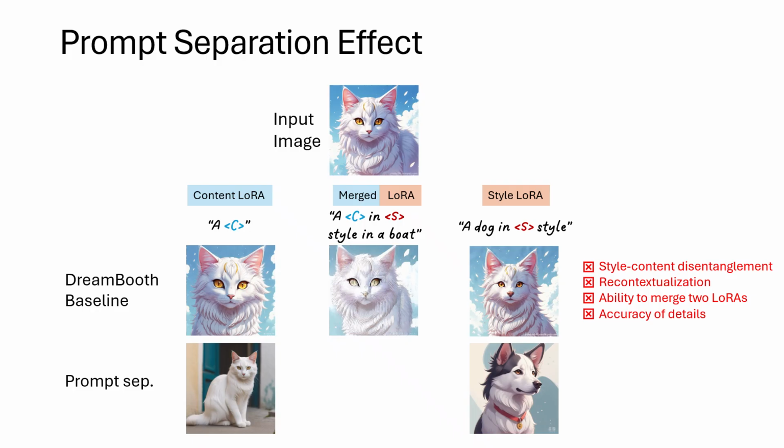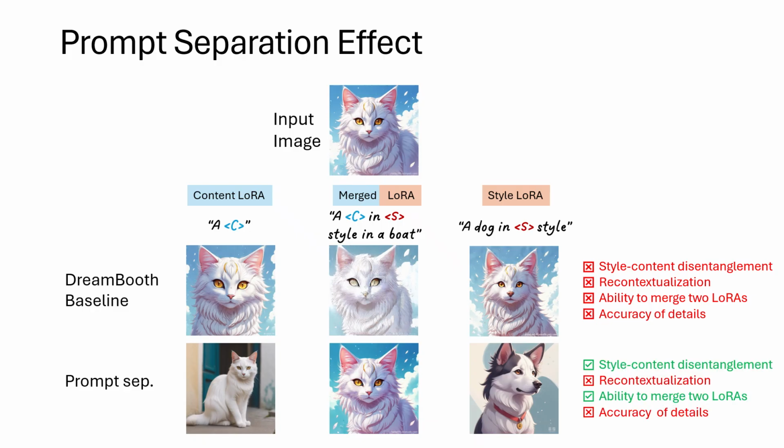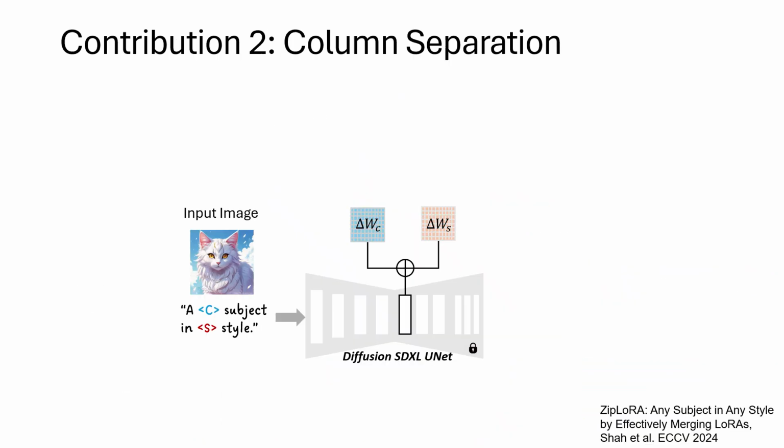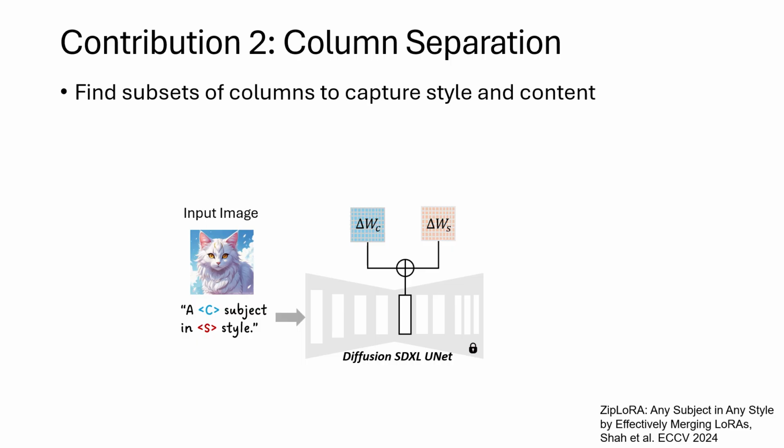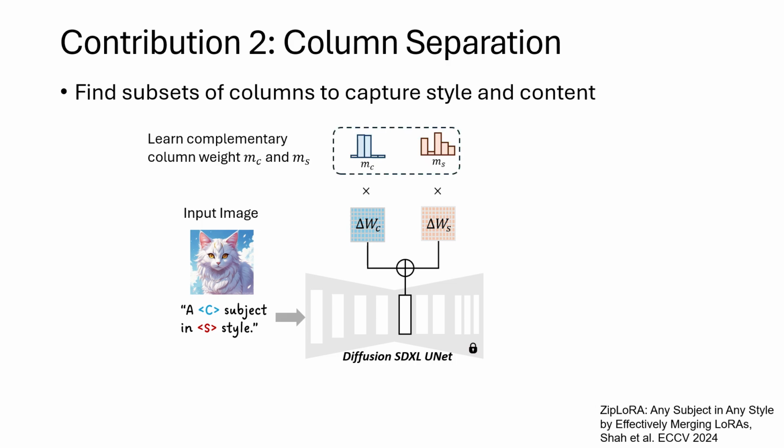However, there are still some problems with prompt separation. First, the details of content and style are not totally captured. More severely, for merge generation, although the two LoRAs could merge, they cannot do flexible recontextualizations. To solve this issue, we introduce column separation. It is found that a small subset of feature columns in LoRA is enough for capturing concepts. Therefore, we apply sparse column weights for content and style. Also, from our previous research ZipLoRA, we try to keep the column weights complementary to help better disentanglement.